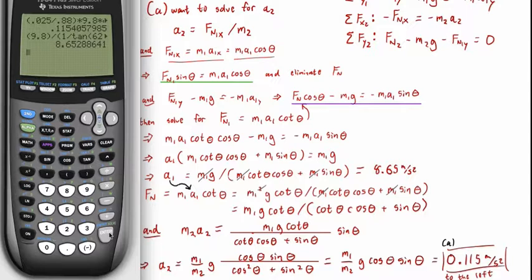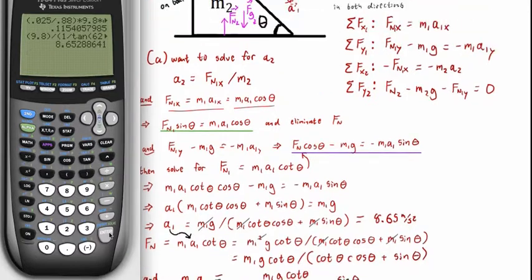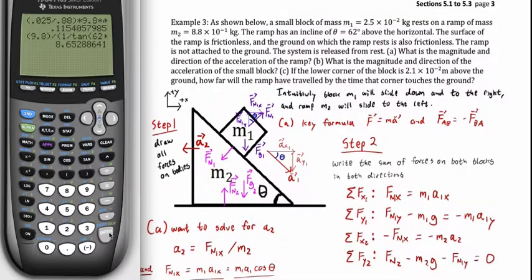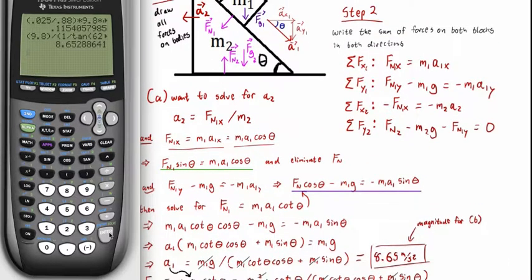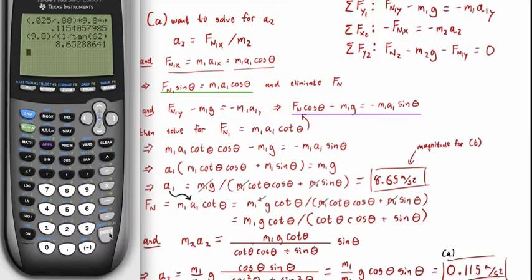But we need its direction still. Again, we were asked in part B, what is the magnitude and direction of the acceleration of the small block? So here, I'll put a box around this and say magnitude for part B. But in order to find the direction, we just need to find the x and y components of the acceleration. Well, we already know the angle, so we can find that information pretty straightforwardly.